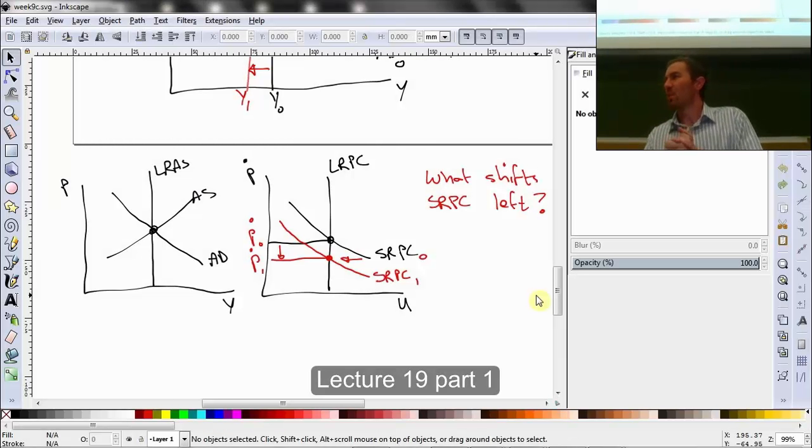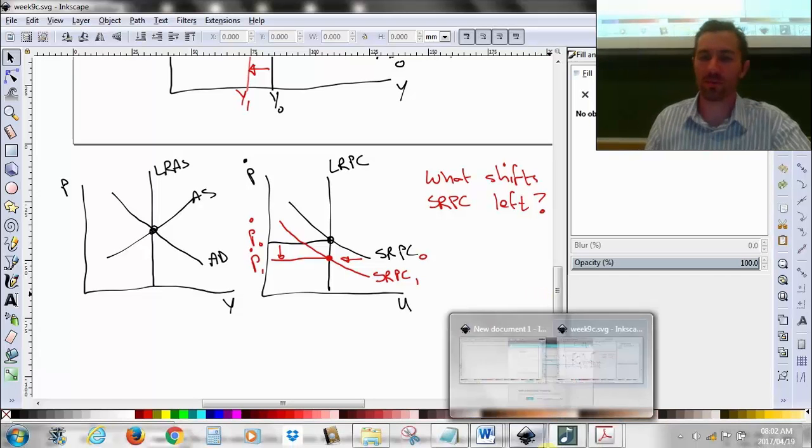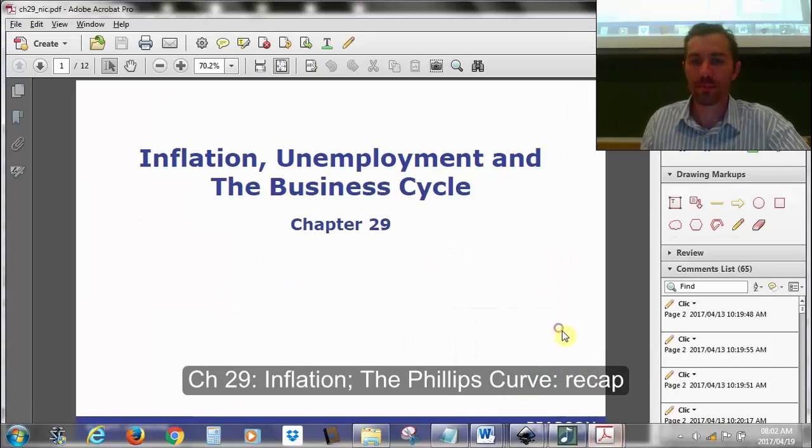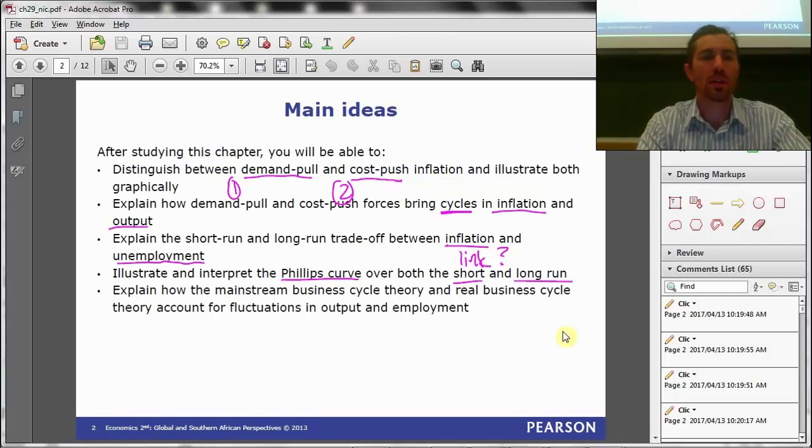Okay, this is where we left off last week, right? We were talking about the Phillips curve. Just basically taking our AS-AD model and looking at it from a slightly different angle. So in chapter 29, we're talking about the change in prices, inflation, and how inflation and output are potentially linked.